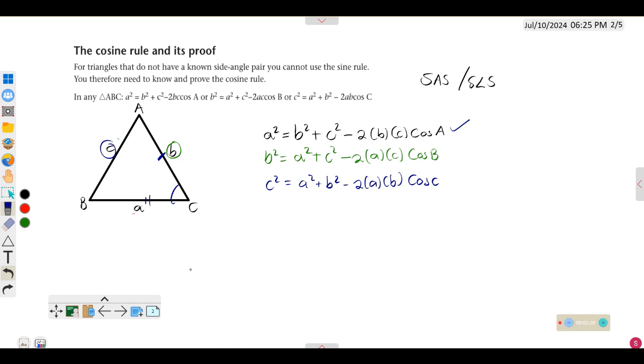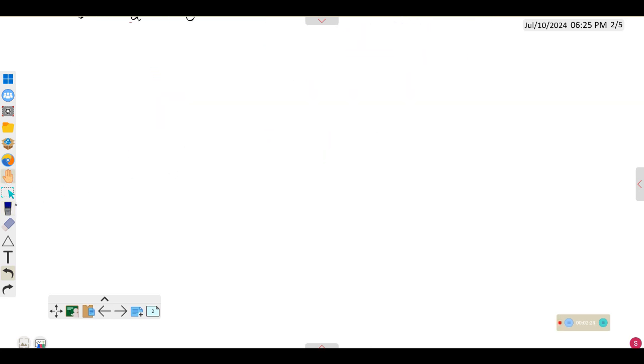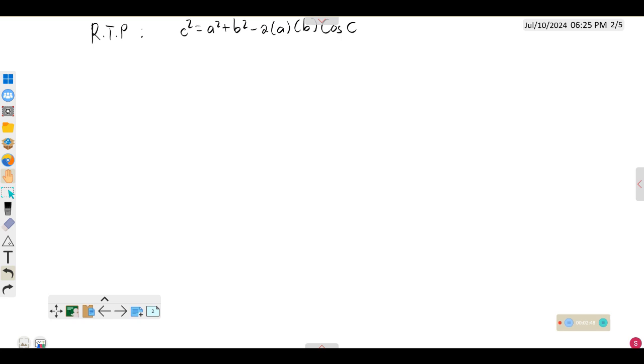Right, now we are going to jump into the proof of the cosine rule. We are required to prove what? We are required to prove that c squared is equal to a squared plus b squared minus 2 into a multiplied by b, cosine of what? Cosine of c, right? So this is how we're going about that.